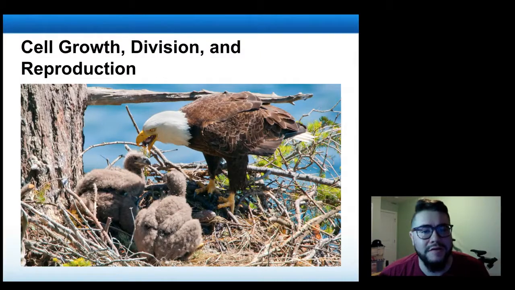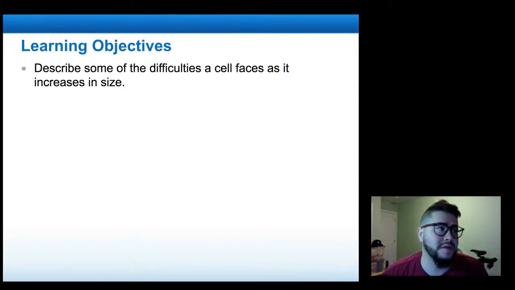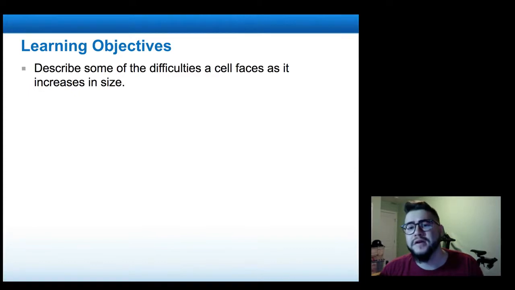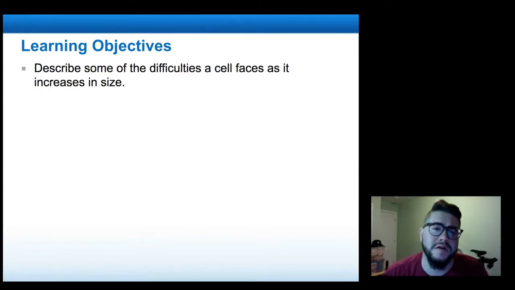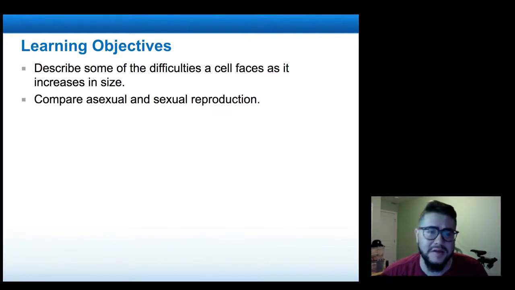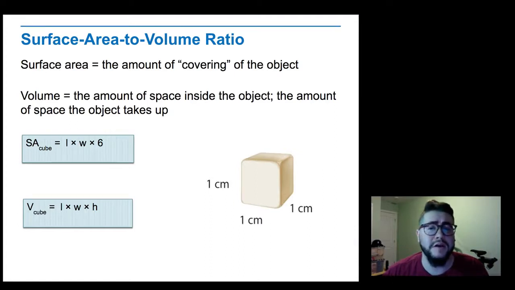All right, everybody. Hello. Today we'll be talking about cell growth, division, and reproduction. And our learning objectives as we go through this whole thing generally revolve around one, what difficulties does the cell face as it increases in size? We're going to compare sexual versus asexual reproduction, and then we'll get into a little bit of cell cycle and mitosis stuff.